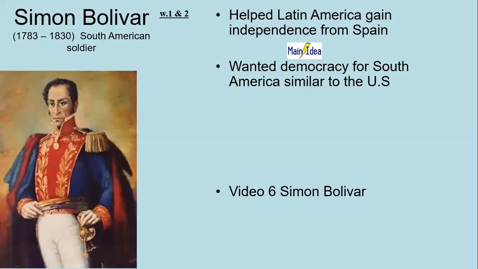Okay, we're looking at some of the leaders who actually physically brought it about in terms of independence and revolutions. First one I want you to look at is Simon Bolivar. Okay, you're going to watch a video on him in a second. He helped Latin America gain independence from Spain. What he wanted was democracy. Very similar, he wanted it for South America, very similar to the USA in terms of how we gained independence from Great Britain. Watch video 6, Simon Bolivar.